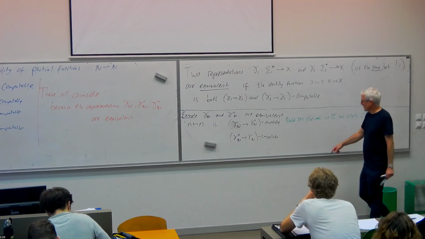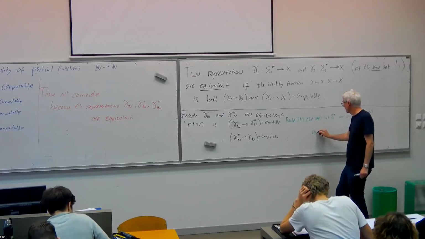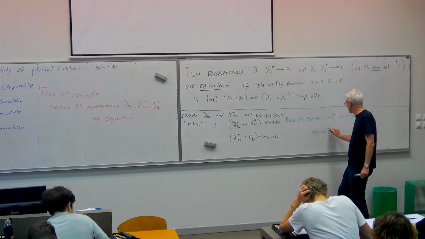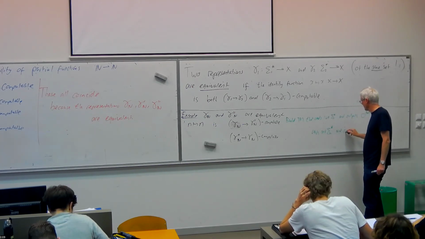And the other one is to build a TM that reads a U over the unary alphabet and converts it to binary.